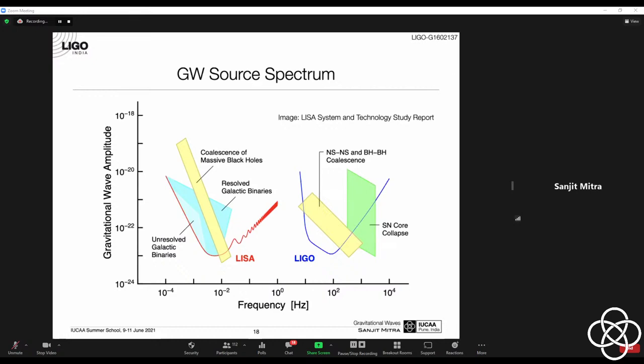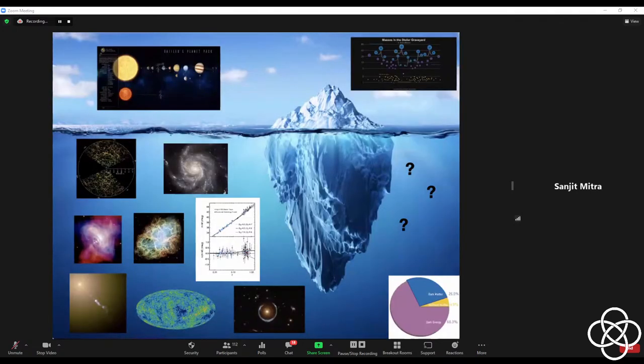There are many things to do. I will end with this slide, which you may find a bit thought-provoking. The left-hand side is about electromagnetic astronomy. The right-hand side is about gravitational wave astronomy. Basically, the point here is that we are detecting only the tip of the iceberg so far.